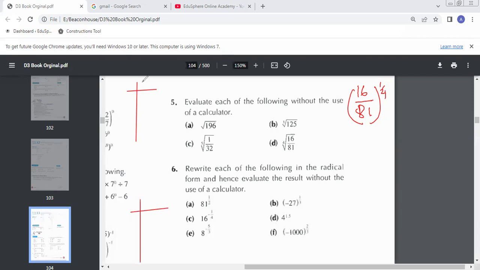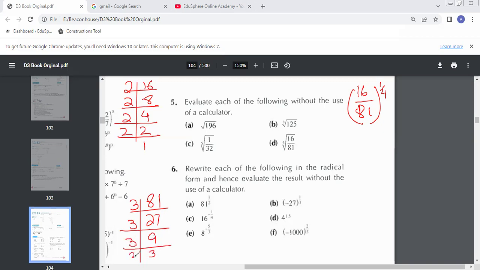Now let me start. I'm going to start with 16 here. Sorry, it's 2 times 8, 2 times 4, 2 times 2, and 2 times 1. Then we have 81. Since we are not applying any composite number here, let's start with the prime number 3. 3 times 27, 3 times 9, 3 times 3, and the last one 3 times 1.